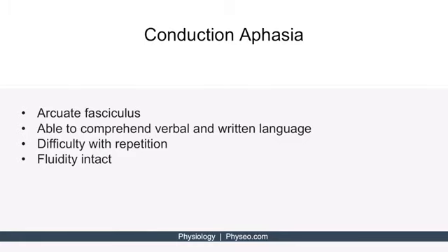Okay, the last type of aphasia is called conduction aphasia. Conduction aphasia occurs due to damage to the arcuate fasciculus. The arcuate fasciculus is a fibrous band between Broca's area and Wernicke's area that relays important information about language. If this region of the brain is damaged, then patients will present with several key findings.